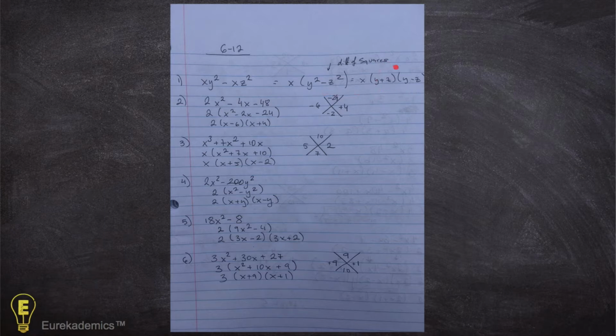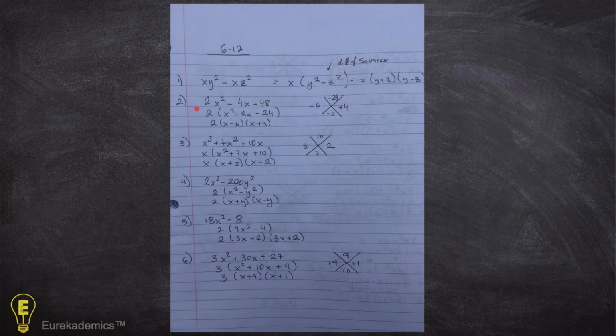And if you FOIL this, you will see that the middle terms cancel out. The plus zy and the minus zy cancel out, and you're left with this. So we're good to go. This is a difference of squares, and I'm going to go quickly on it. If you don't understand, pause here and text me.